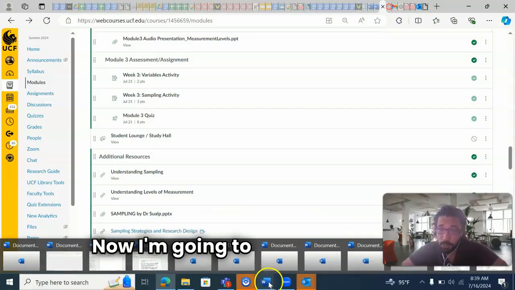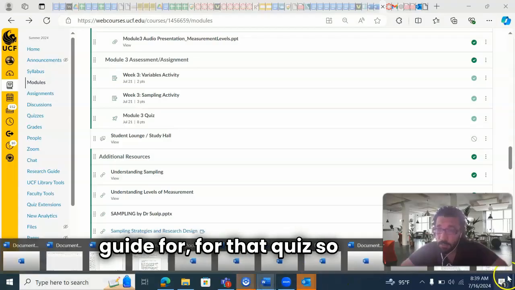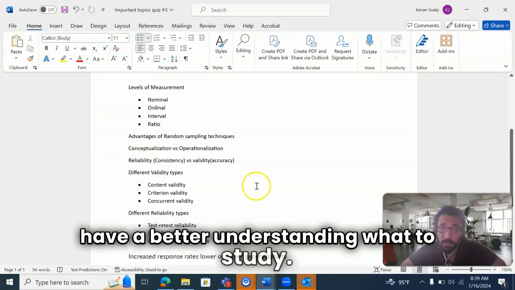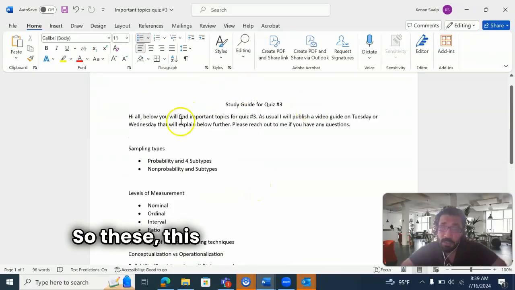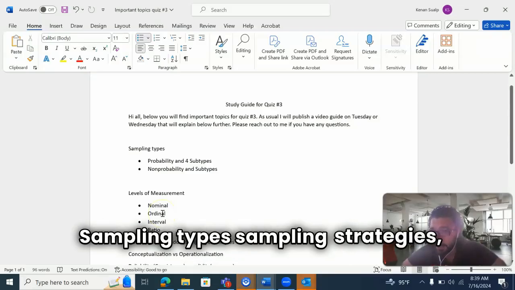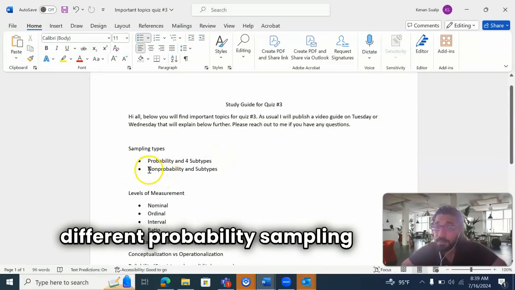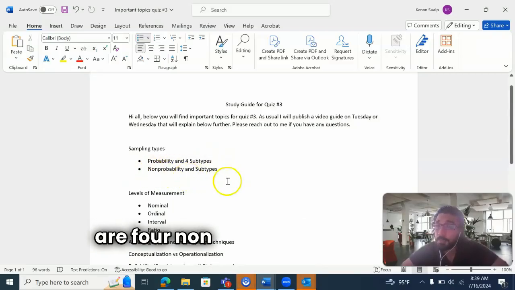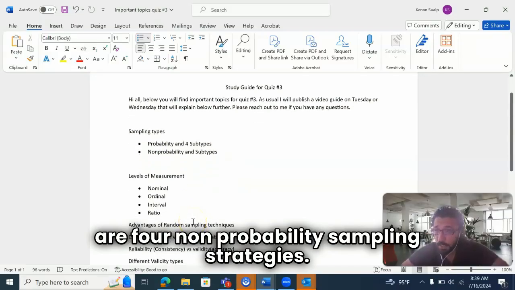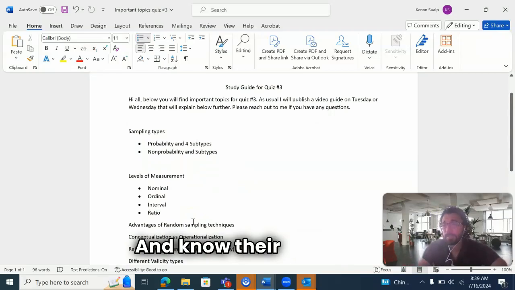Now I'm going to go over the study guide for that quiz, so you will have a better understanding of what to study. So this is the study guide for the quiz. You need to know sampling types, sampling strategies, right? As I mentioned, there are 4 different probability sampling strategies, and there are 4 non-probability sampling strategies. Know the difference between probability and non-probability, and know their subtypes.